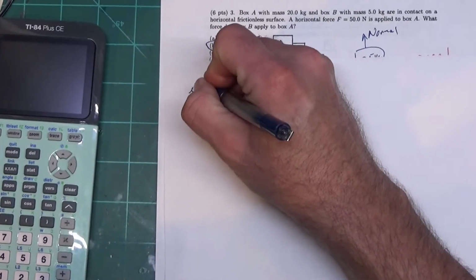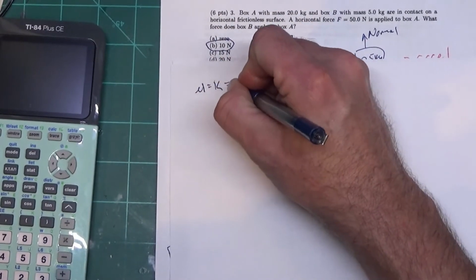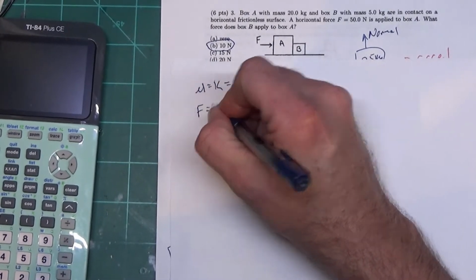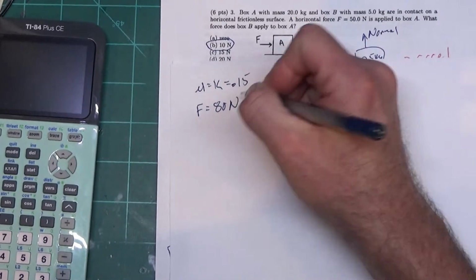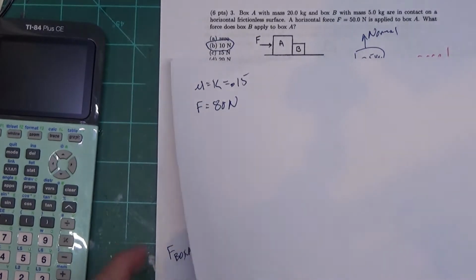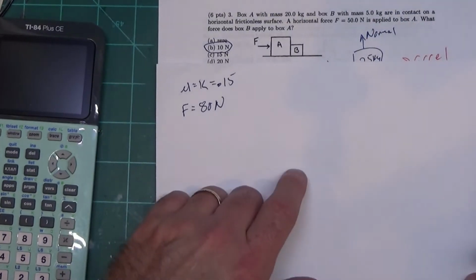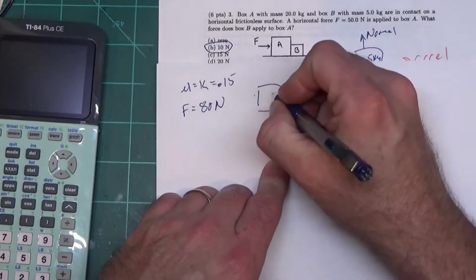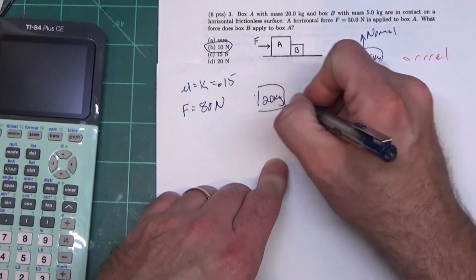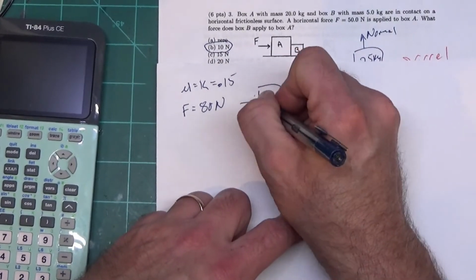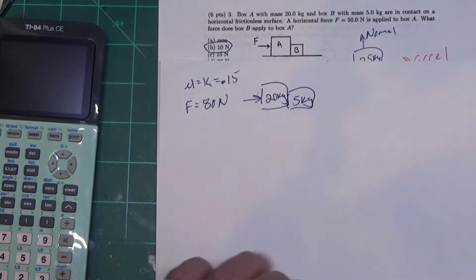I'm just going to come in here, and mu kinetic will be 0.15. Okay, and I'm going to change F. I'm going to up F to 80 newtons. That way it does move and it does accelerate, and we're not really changing anything more than adding friction. Okay, I'm going to keep box A of 20 kilograms, and box B is still 5 kilograms. I still want the force between them, and we're pushing this way at 80 newtons.